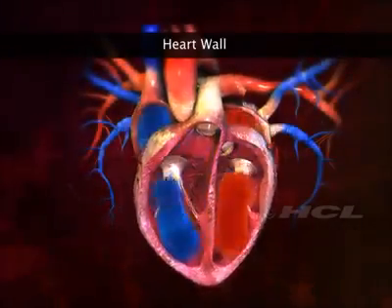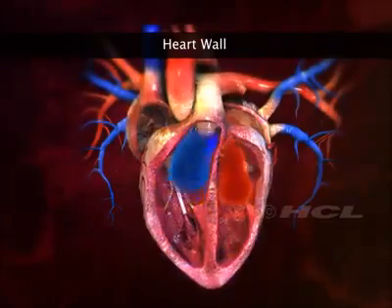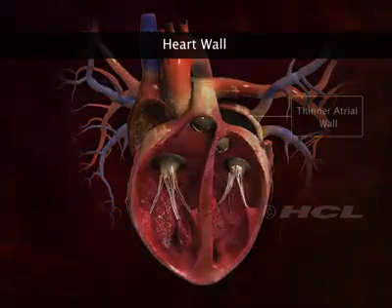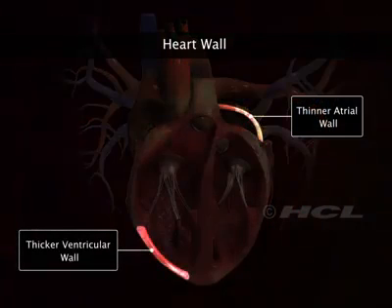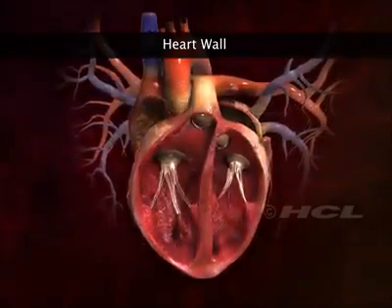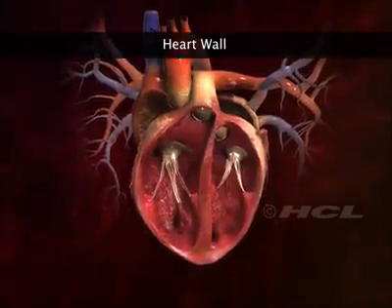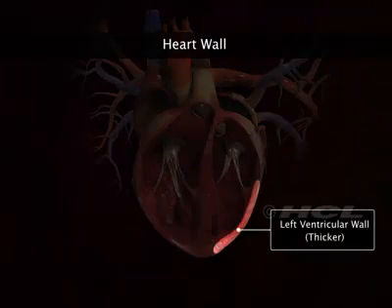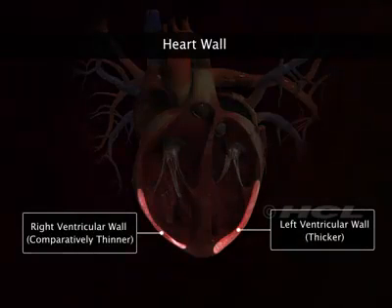The thickness of the walls of the 4 heart chambers varies with their functions. The walls of the atria are thinner than those of the ventricles, as the blood needs to be pumped into adjacent ventricles only. The left ventricle pumps blood a greater distance at higher pressure. Therefore, the wall of the left ventricle is thicker than that of the right ventricle.